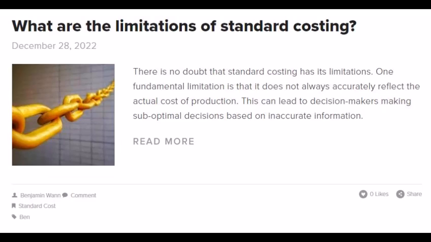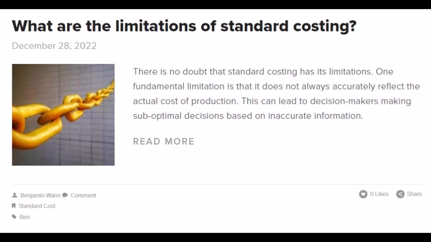Another limitation is that standard costs can be challenging to maintain accuracy over time, as they can be affected by changes in the price of raw materials, labor costs, or other factors. This means that standard costing can sometimes give inaccurate results. Also, standard costing does not consider changes in market conditions or other factors that could impact costs. As a result, decisions made based on standard costing may not be optimal.